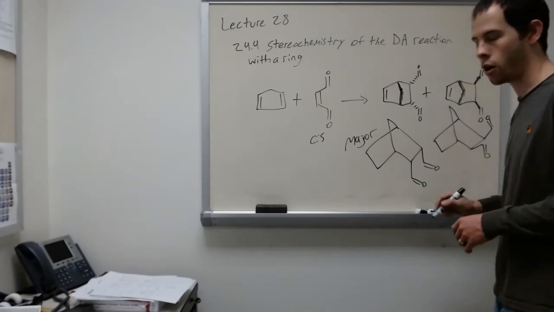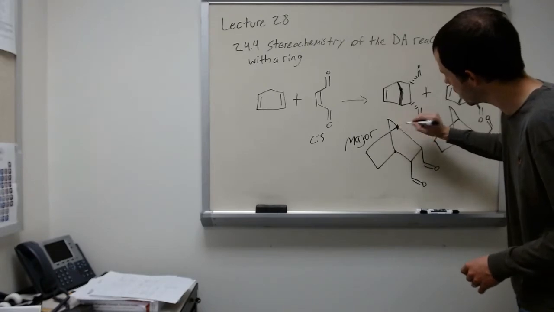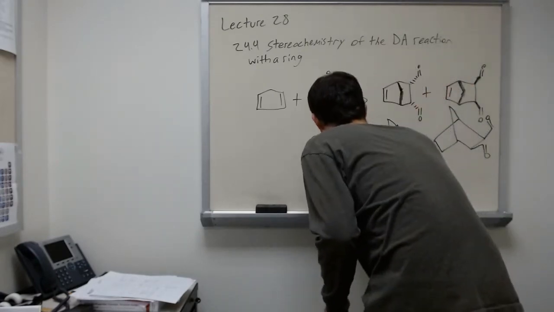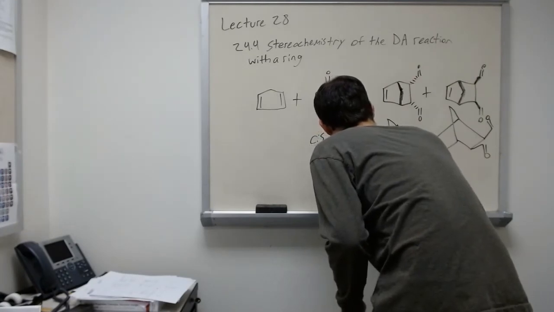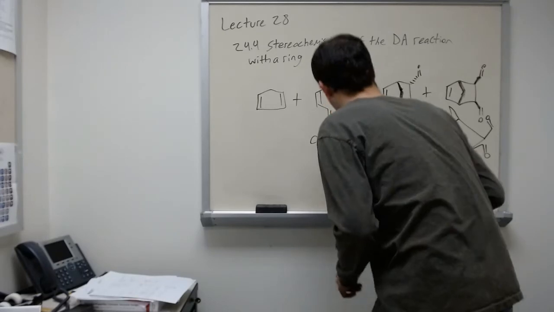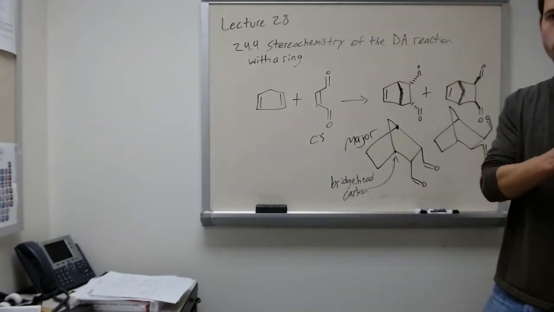We also call this point between our rings here and here the bridgehead carbon. And that's just a name that we give for that position on the ring.